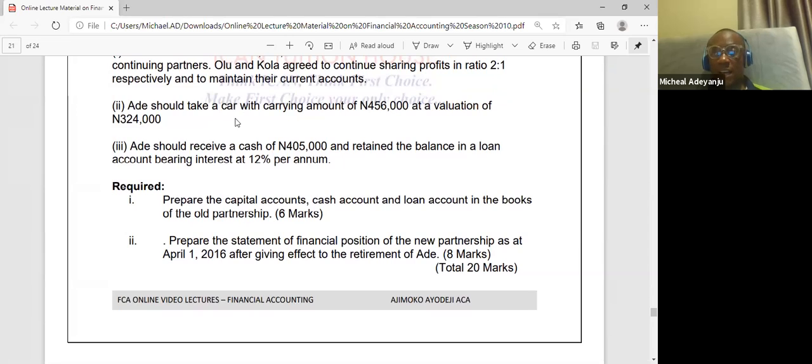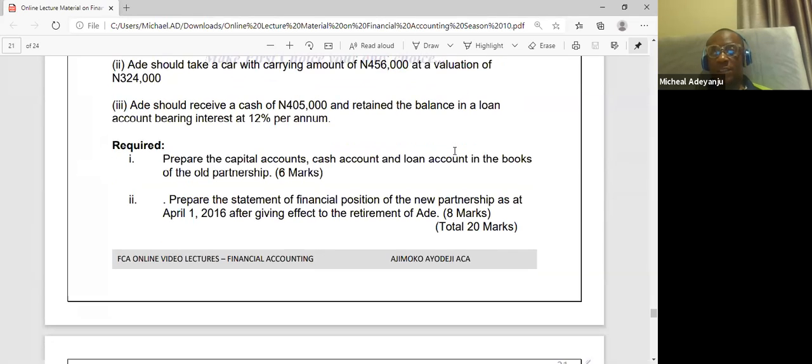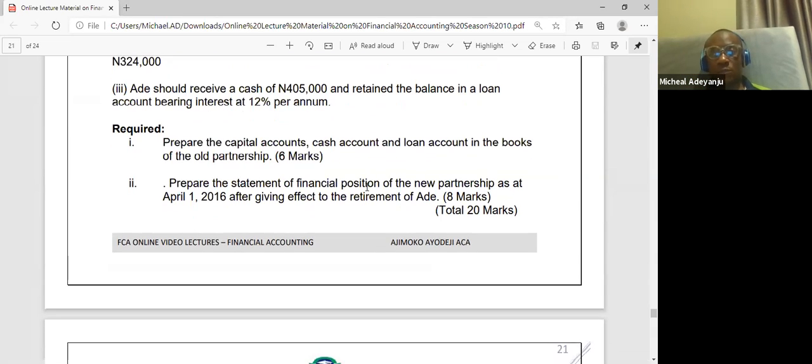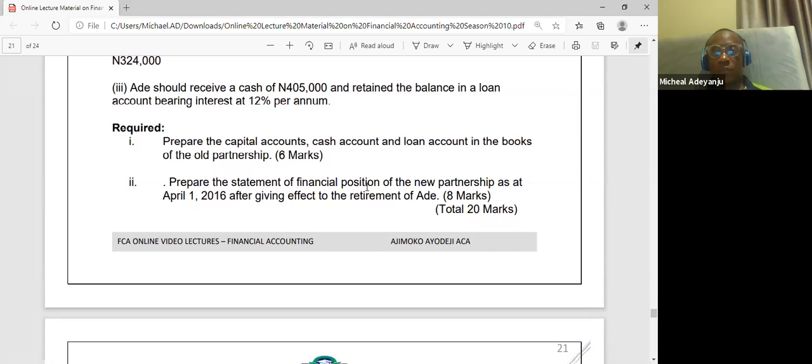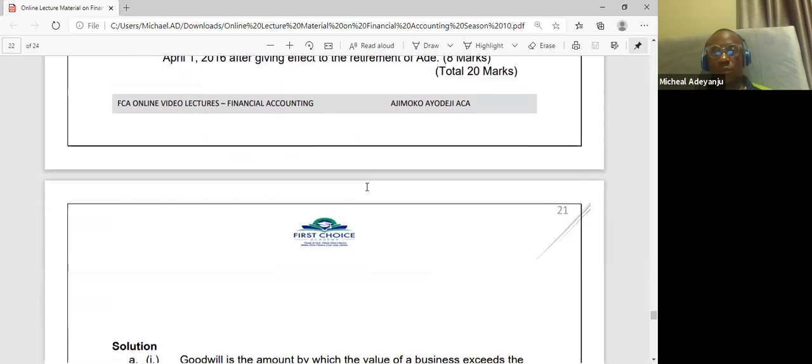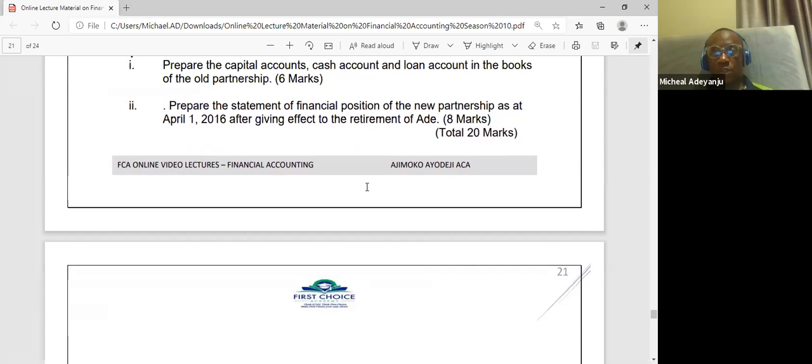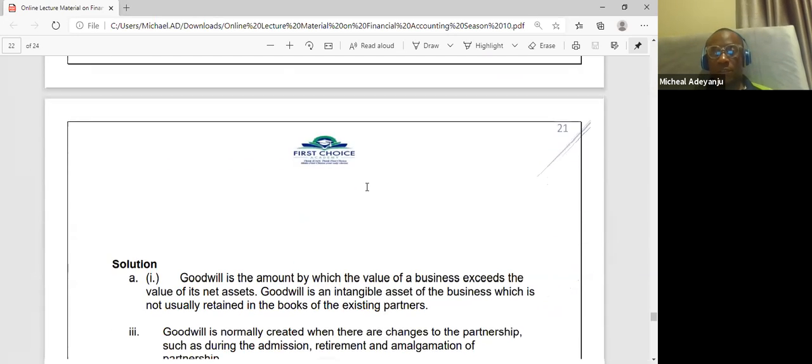Ade should take a car with a carrying amount of 456,000 at a valuation of 324. Ade should receive cash of 405,000 and retain the balance in a loan account bearing interest at 12% per annum. Prepare the capital accounts, cash account, and loan account for the books of the old partners, and prepare a statement of financial position for April 1st, 2016, after giving effect to the retirement.